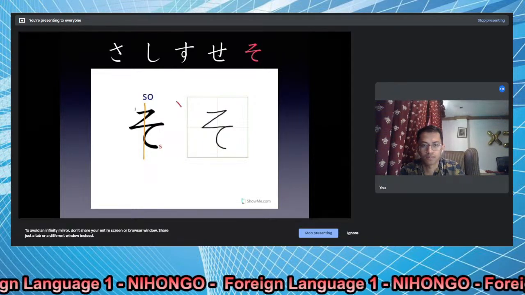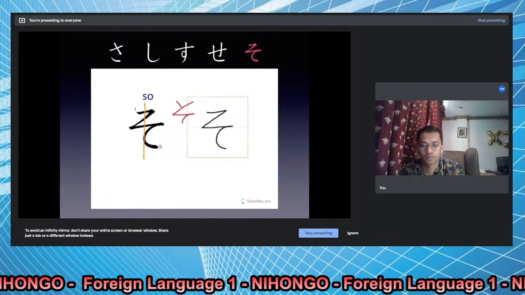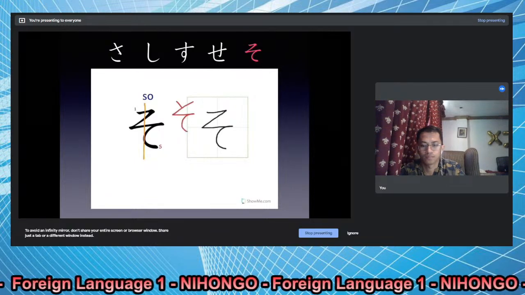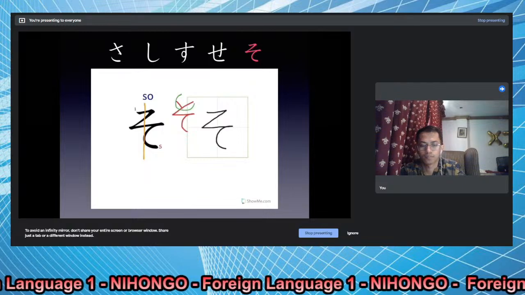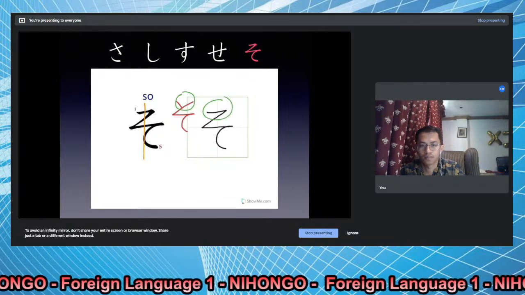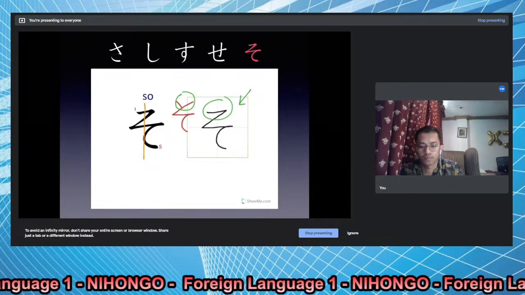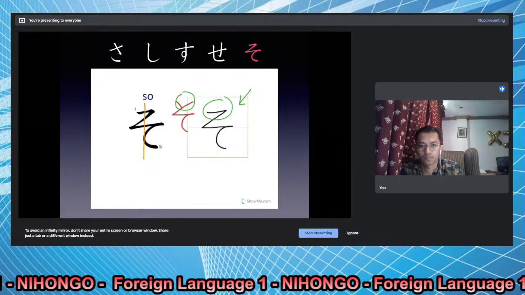By the way, you may sometimes see hiragana so written like this. The top part is written in 2 strokes instead of 1. But I recommend you to learn to write your so like this, as in the model, if this is your first time learning this letter.